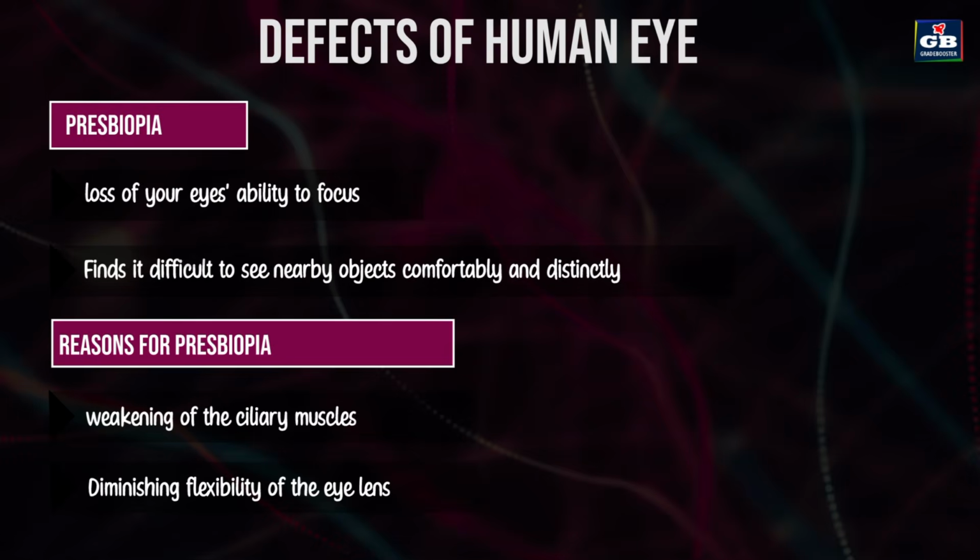And the second one is the diminishing flexibility of the eye lens. The eye lens is a transparent and flexible, jelly-like material. But with aging, it loses its flexibility and becomes rigid. So due to this rigidity, the eye lens cannot adjust properly.